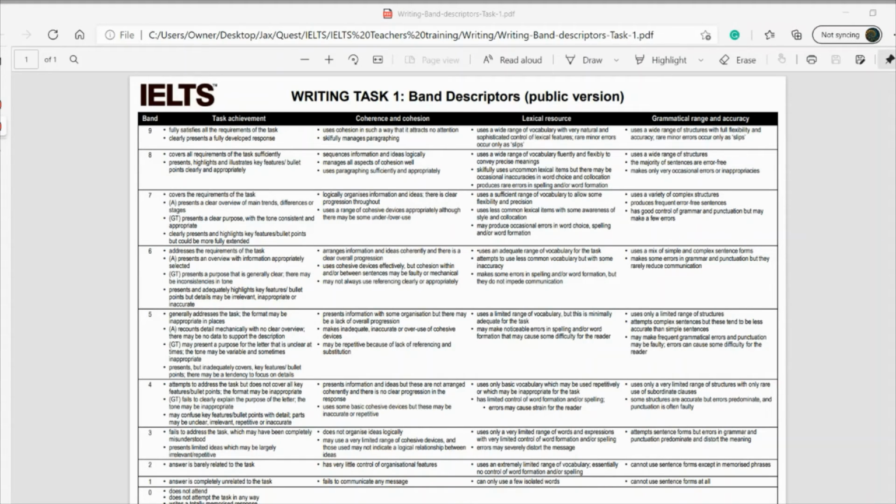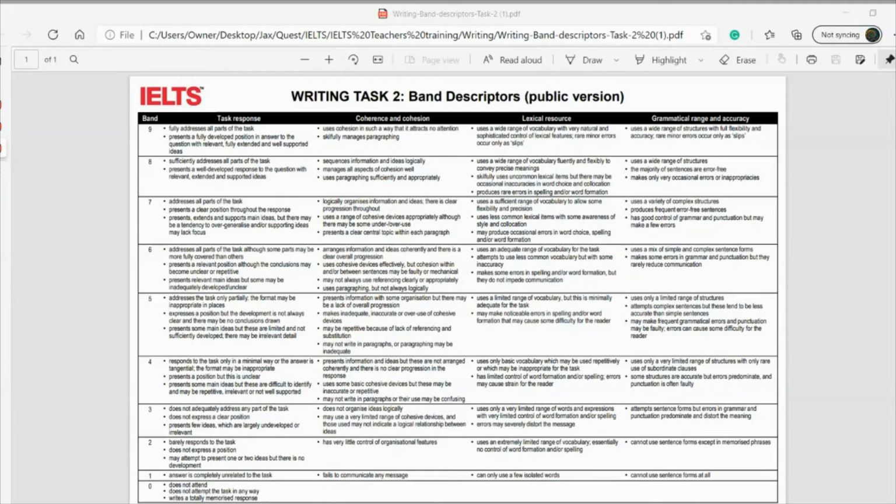Let's have a look at the band descriptors for writing task 2. Task 2 responses are assessed on the following. In our first column, we have task response. In both IELTS academic and general training versions, Task 2 requires you to formulate and develop a position in relation to a given prompt in the form of a question or a statement. Remember, responses must be at least 250 words in length. If you are under this required minimum word limit, you will be penalized.